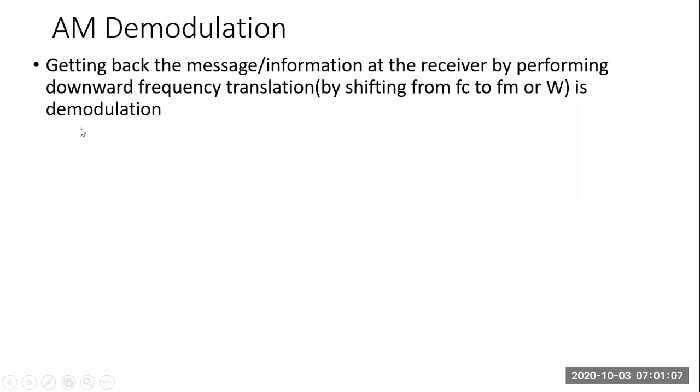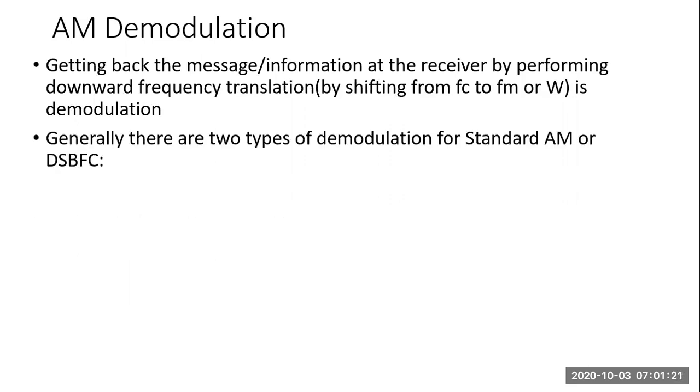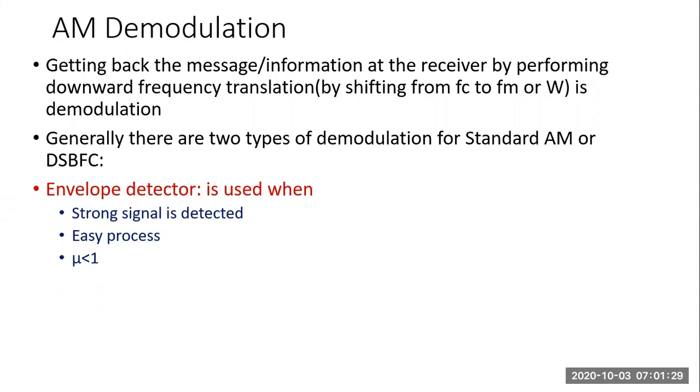So demodulation is the process of getting back the original information or message signal by performing downward frequency translation, we say, by shifting from carrier to message frequency. Generally, we have two types of demodulation for our standard AM or DSB FC. The first one is the envelope detector.